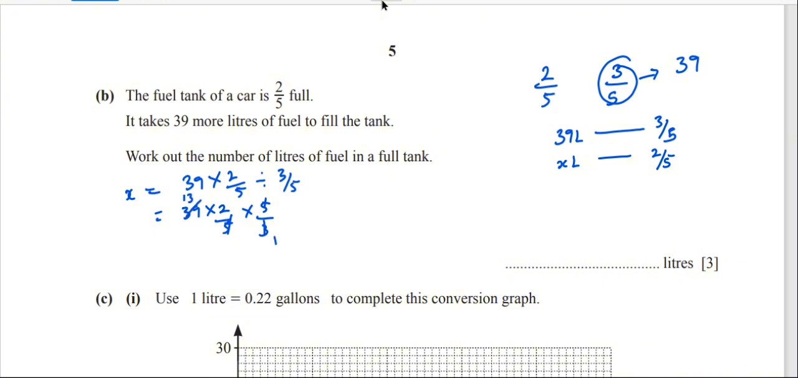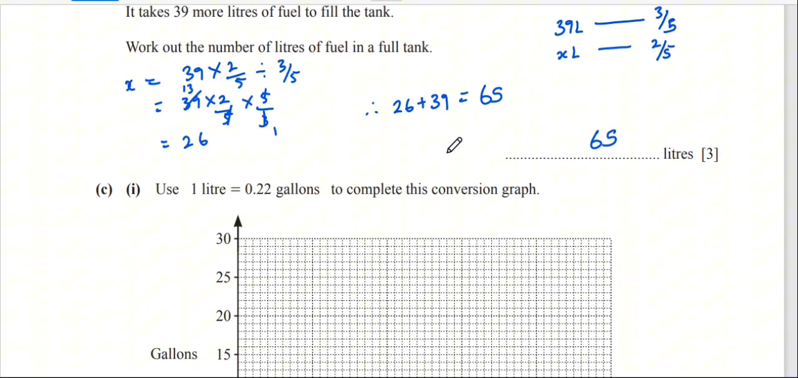So 13 times 2 will give you 26. So 26 liters. Since it's 26 liters, therefore 26 plus 39 will give you 65. So we have a total of 65 liters there. I hope you can see what I'm doing.